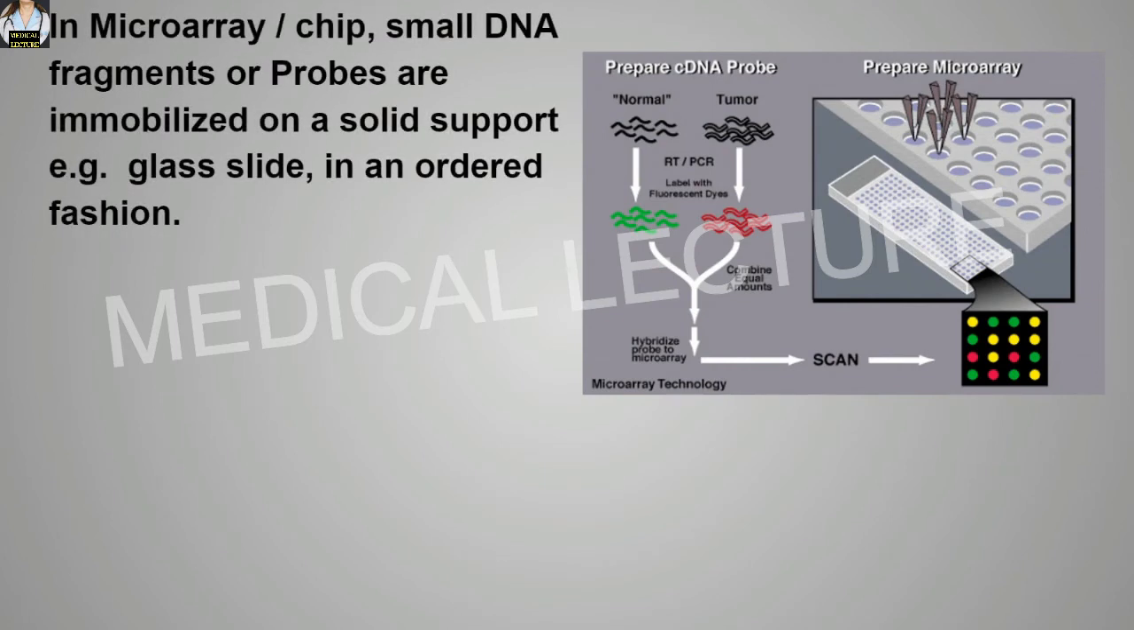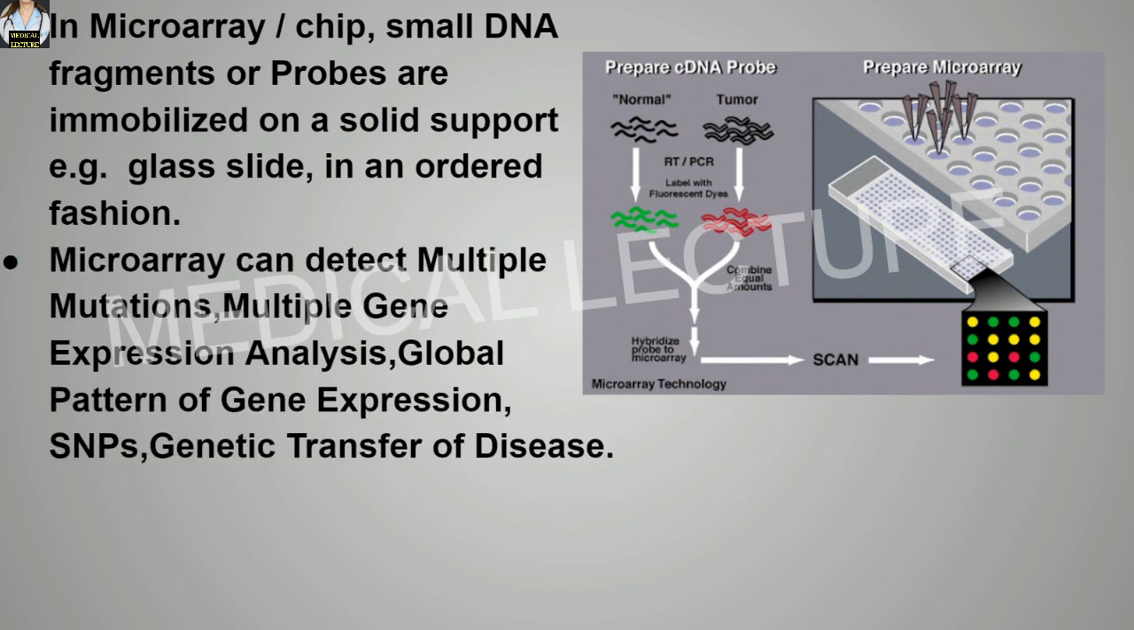Now, microarray or the small c-chip. We discussed this in our previous video also: small c-chip means a microarray, while capital C, small h, capital I, capital P, ChIP, is chromatin immunoprecipitation. In the microarray, small DNA fragments or probes are immobilized on a solid support, for example a glass slide, in an ordered fashion. Microarray can detect multiple mutations. It can also be used in multiple gene expression analysis or the global pattern of gene expression, and in single nucleotide polymorphism or genetic transfer of the disease.